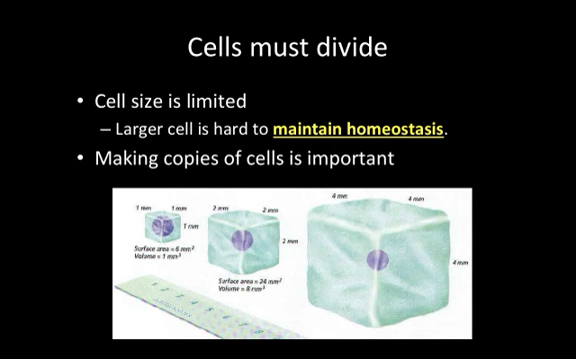So the first thing we need to understand is that cells do have to divide. It's just the law of nature that cell size is limited, so as the cell continues to develop, it gets larger. It's harder just to maintain homeostasis inside of a larger cell compared to that of a smaller cell. So making copies of the cell is important. We all know that cell size is limited, so the process of cell division is really important for cells to be able to maintain that homeostasis and to be able to maintain the balance inside the cell.